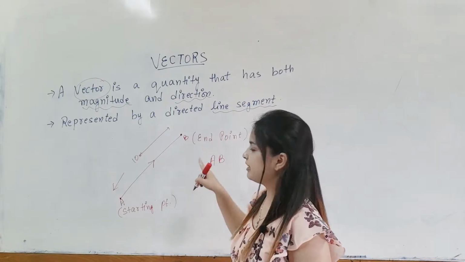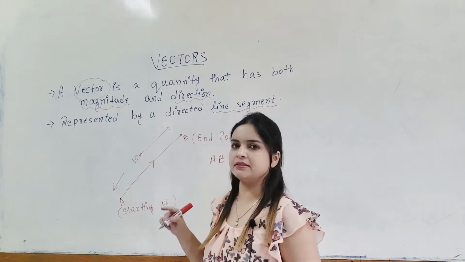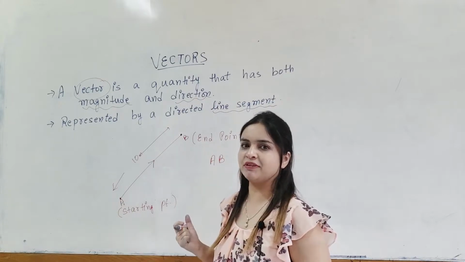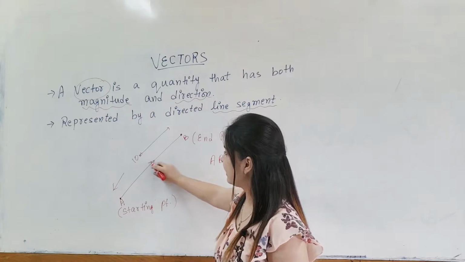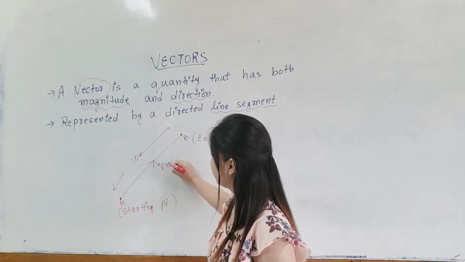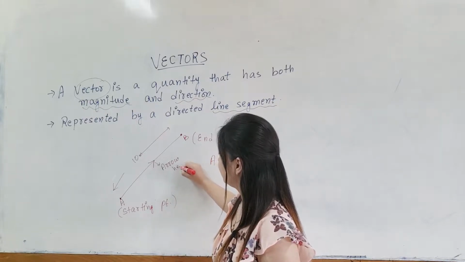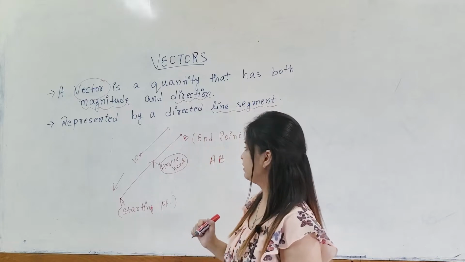Now, what is the magnitude of this vector? The magnitude of this vector is 10 meters. What is the direction of this vector? The direction of a vector is always given by the arrowhead. This is an arrowhead. So, the arrowhead always gives the direction of the vector.